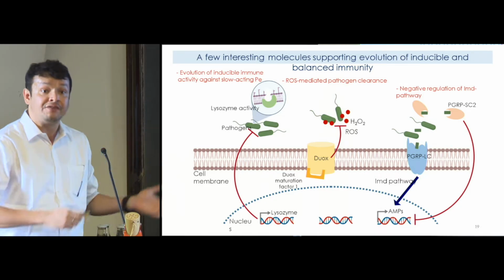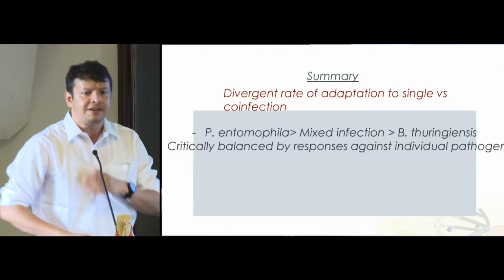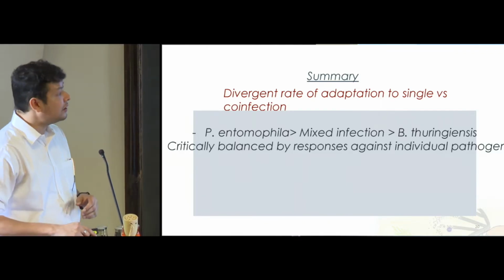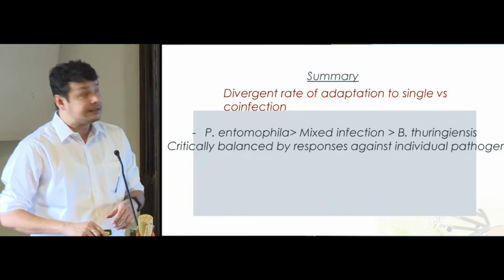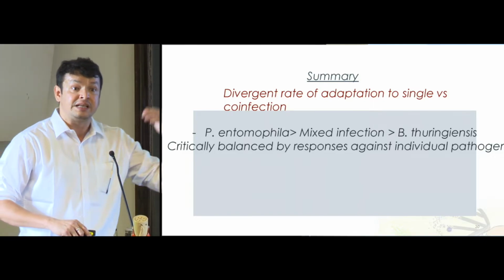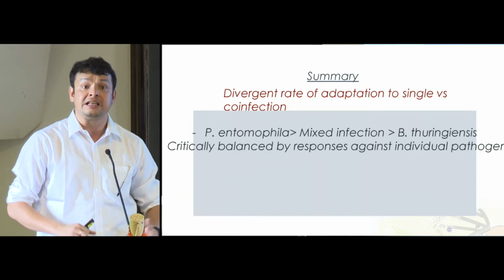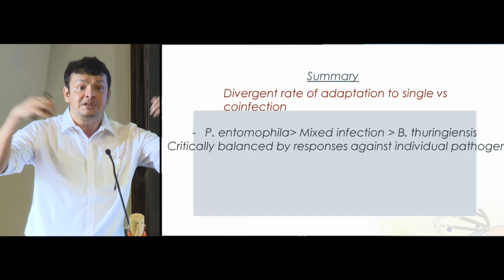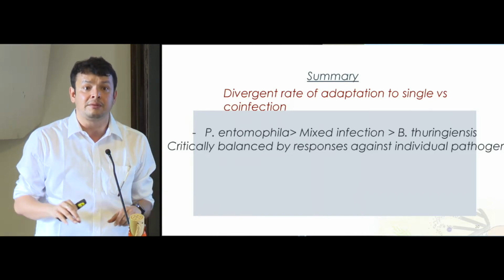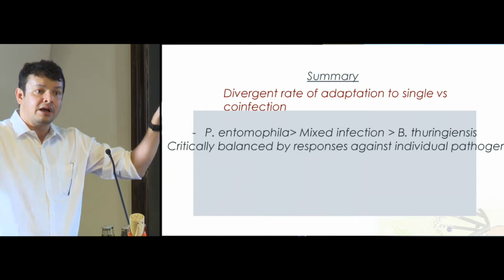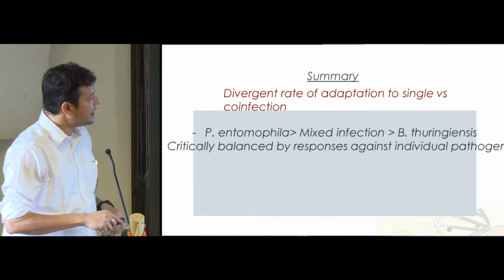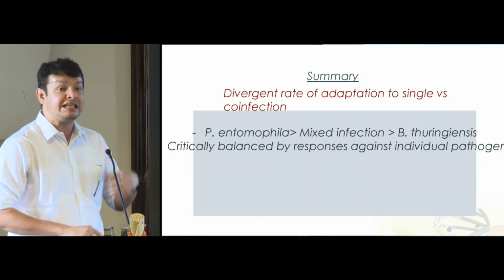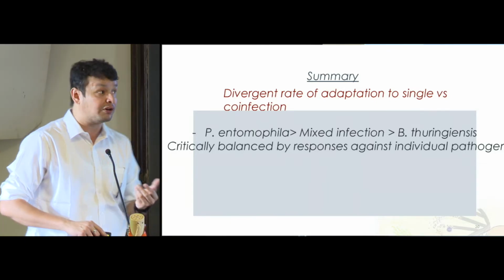Well, these are slowly forming stories, and if I just have to summarize what I have been telling so far, we found a divergent rate of adaptation to single versus co-infecting pathogens. We are now tracking similar molecular signatures in our mixed infection populations also, to see how these populations are coming in between their single pathogen population controls. It looks like Entomophila has evolved the strongest response, followed by mixed infection, and BT still hasn't evolved a response, and we are waiting for them to evolve, right?